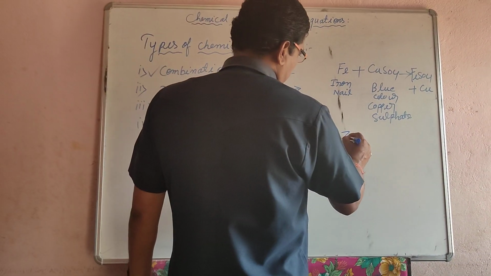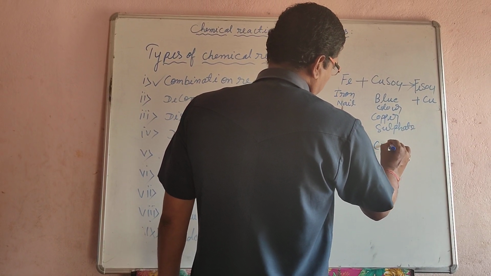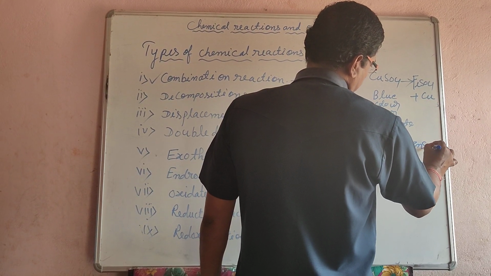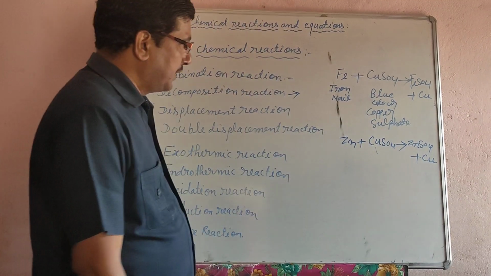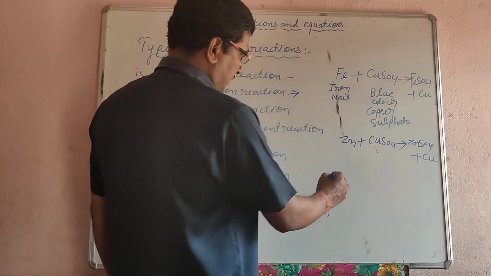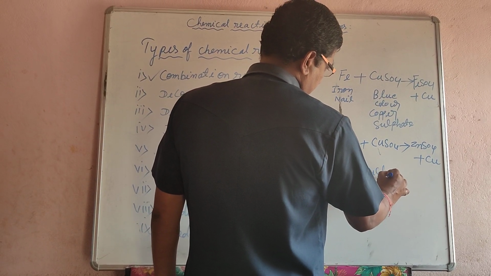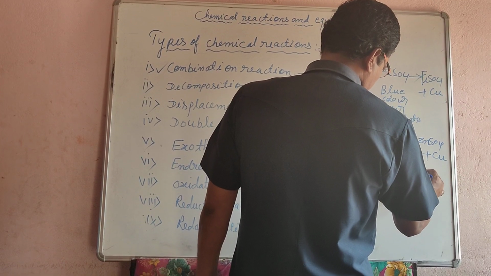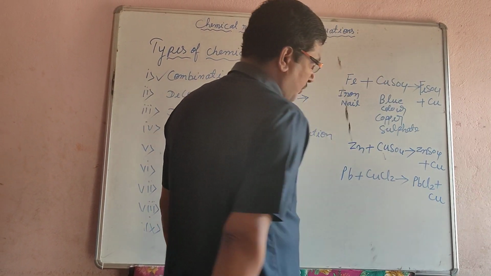Similarly, it happens in the case of zinc. Zinc also reacts with the copper sulfate solution, forming zinc sulfate, and copper is displaced. Similarly, lead reacts with copper chloride. A displacement reaction takes place. It will form PbCl2, lead chloride, and copper will be given out.